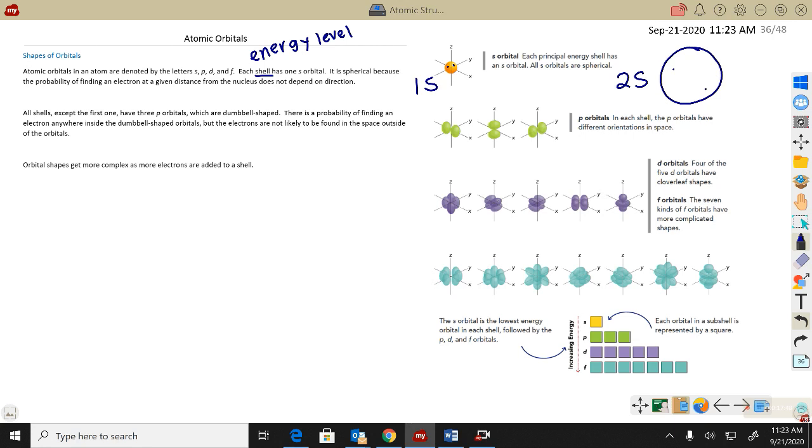Cool. All right. So the first energy level has an s orbital. The second energy level has a little bigger s orbital. Then when you get to the second energy level and beyond, you will find what's called a p orbital. All the shells, or all energy levels, except the first, have 3 p orbitals. Now I wish it stood for something that started with a p, but they're really dumbbell shaped. Dumbbell just meaning that they have 2 lobes, so kind of like a dumbbell. If you're lifting it, it's got kind of like 2 lobes on the end.